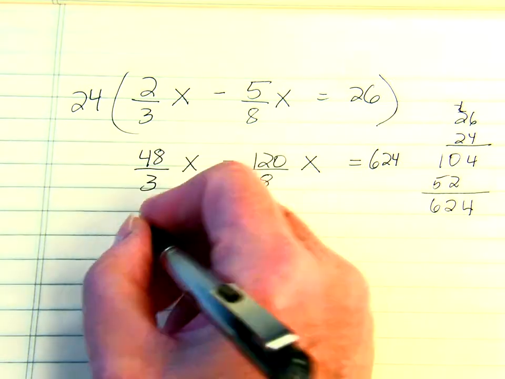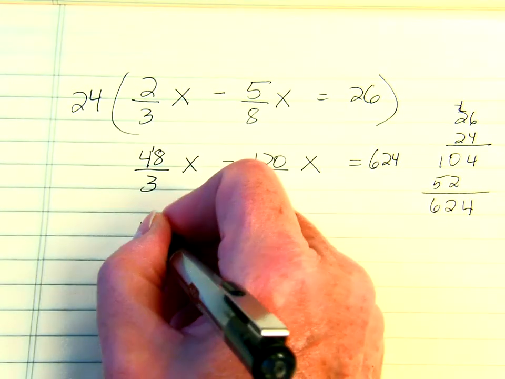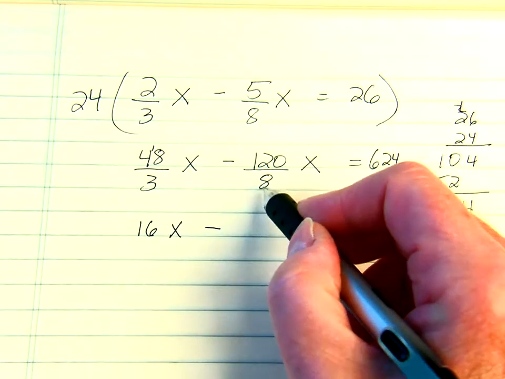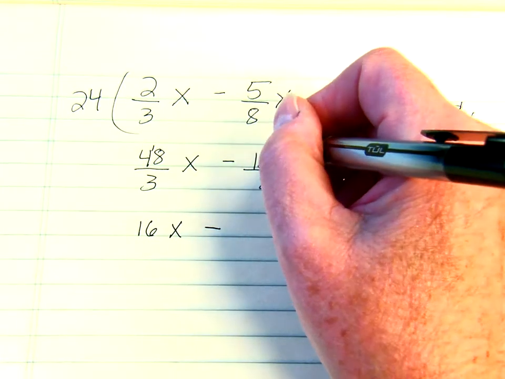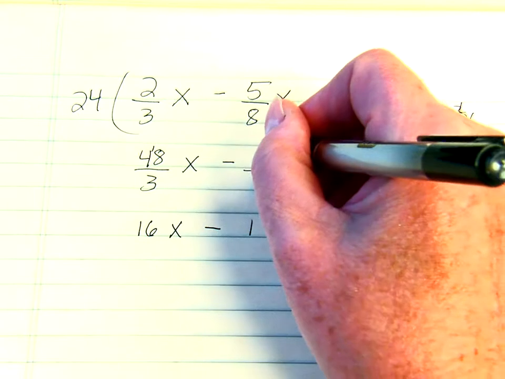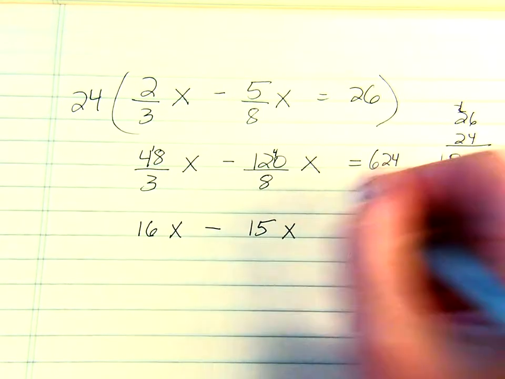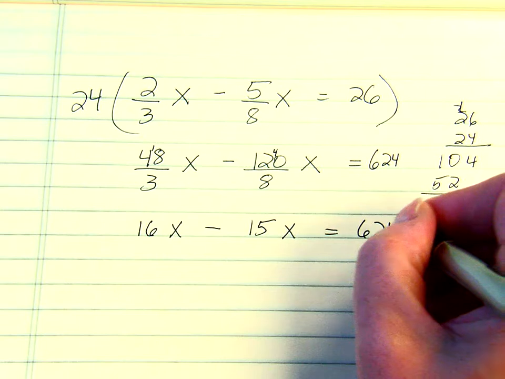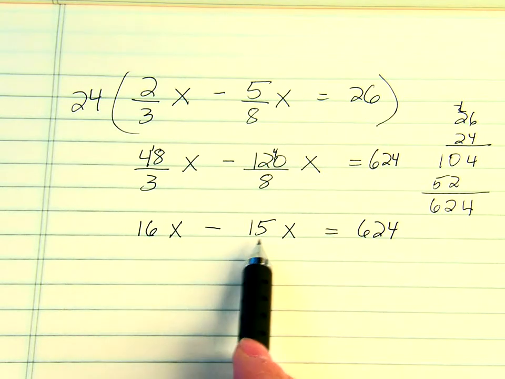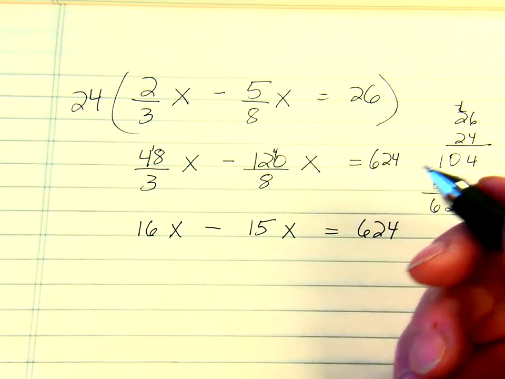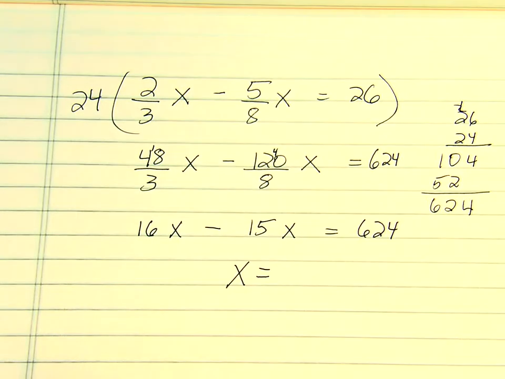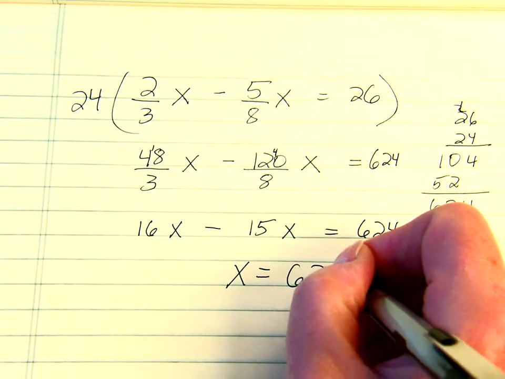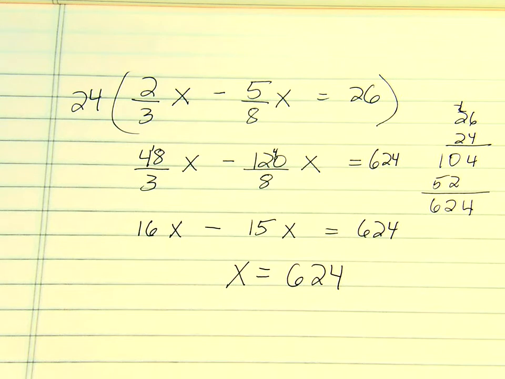Now 48 divided by 3: 3 goes into 4 once with 1 left over, so that's 16x. Minus 8 goes into 12 once with 4 left over, so this is 15x equals 624. 16x minus 15x is 1x, so x is equal to 624. Okay? So hopefully at this point you've rejoined us and you are looking at the answer, and hopefully you came up with the same answer as I did.